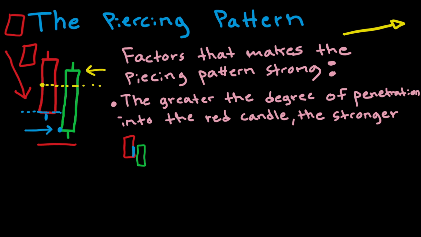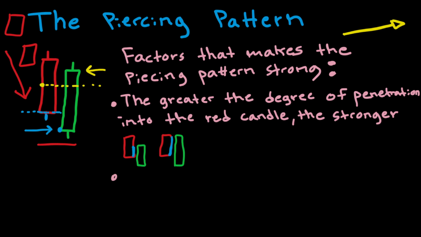But if we instead have something that looks like this, we have a red candle here and a green candle that penetrates almost up to the top of the red candle. In this case, we have a much deeper penetration, and the deeper the penetration into the candle, the stronger the piercing pattern becomes, and the stronger the bullish momentum from the pattern will likely be.